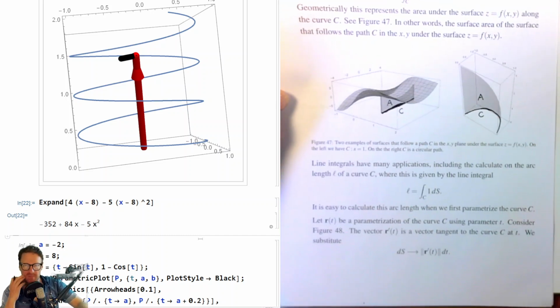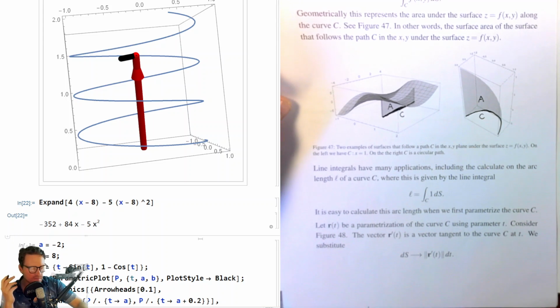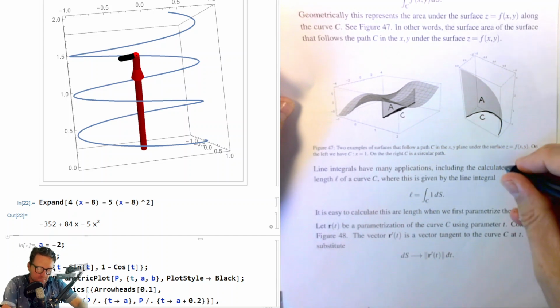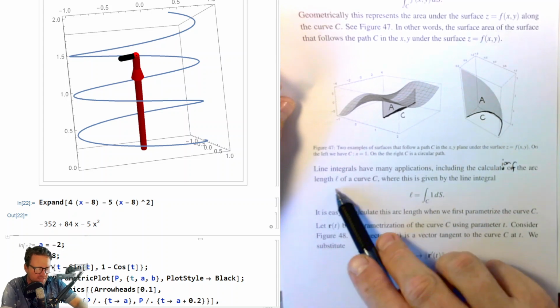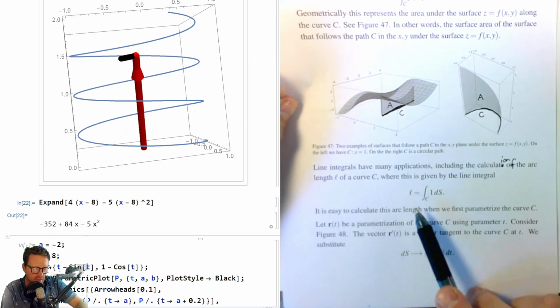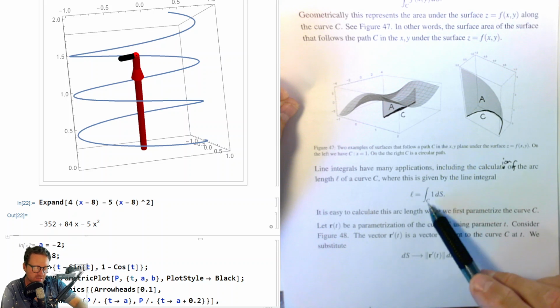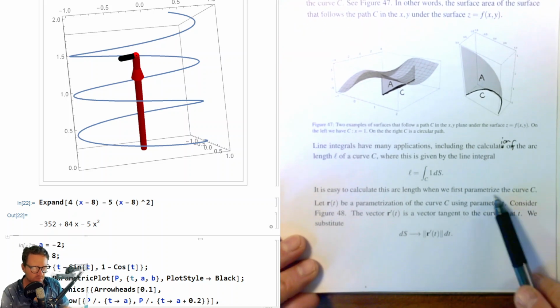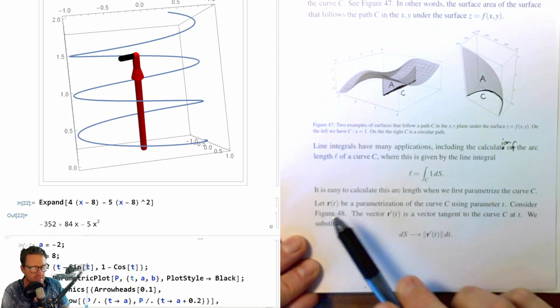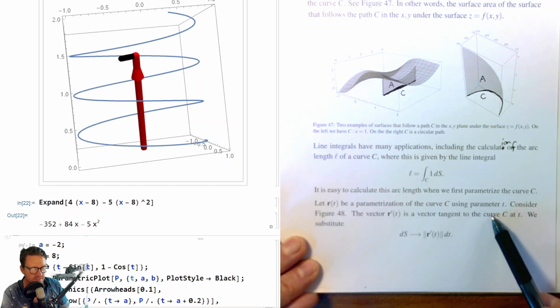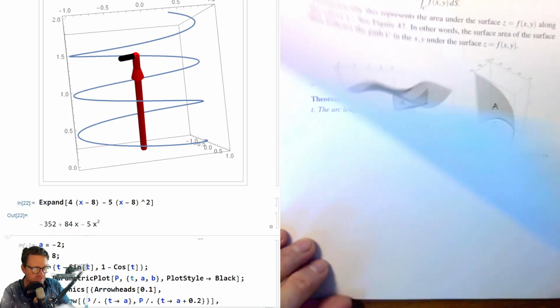Okay, line integrals have many applications, including the calculation of the arc length L of a curve C, where this is given by the line integral, L is equal to the integral of 1 ds over the curve C. It's easy to calculate this arc length when we first parameterize the curve C. Let r of t be a parametrization of the curve C using parameter t. Consider figure 48. So that's on the next page.